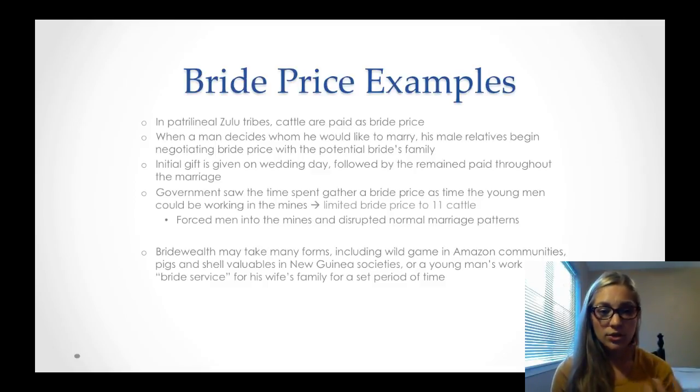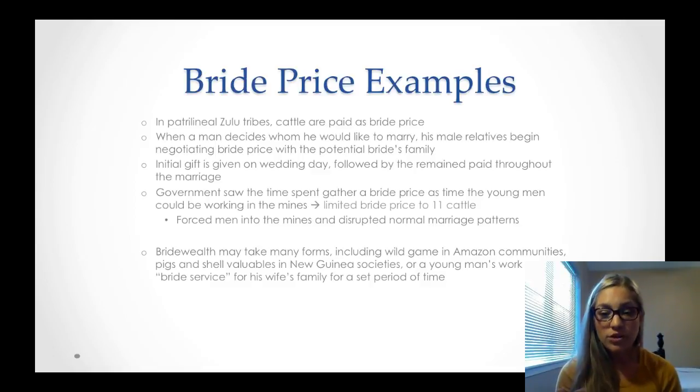And so the government looked at this and saw this time spent preparing for the bride price as time wasted that might be better spent working in the mines and earning a living in a monetary sense. And so they put this limit on a bride price at 11 cattle. And so what happened was this disrupted this normal pattern of negotiation and reciprocity and exchange, and it damaged the relationships and it damaged the strength of the community. Okay. Bride wealth or bride prices can take a lot of different forms.